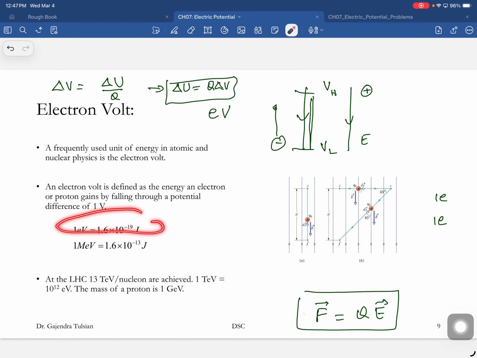And this is a very useful unit. That's the kinetic energy an electron would gain in falling through 1 volt, or the kinetic energy a proton would gain in falling through 1 volt.